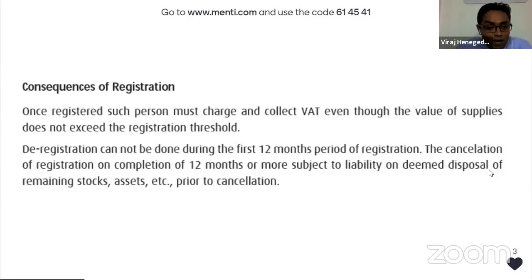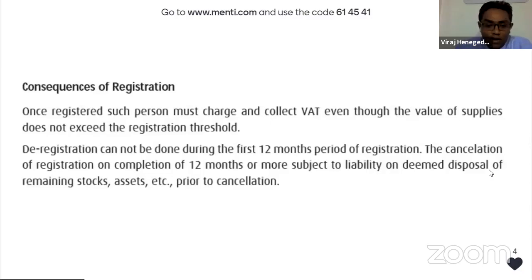So if you have got the registration, you must charge VAT and you must pay it to the department as well. Deregistration cannot be done during the first 12 months period of registration. If you got the registration, suddenly you can't do the deregistration. The cancellation of registration on completion of 12 months or more is subject to liability on deemed disposal of remaining stock, assets, etc. prior to cancellation. Did you understand what that is? Just try to understand this concept.